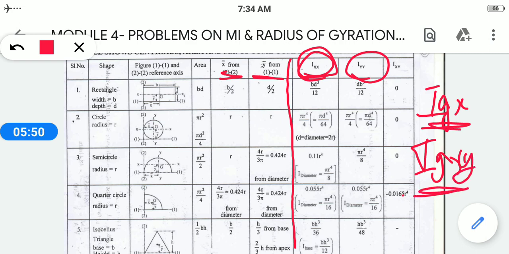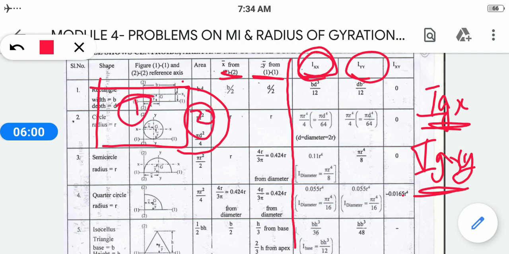Whenever they are asking about some structure, see, one structure looks like this, so what will be the IGx of the first structure? This is your rectangle and this is your semicircle. For the rectangular element, IGx will be bd cube divided by 12, and IGy will be db cube divided by 12. That means this is your breadth and this is your depth. You need to calculate as per that.